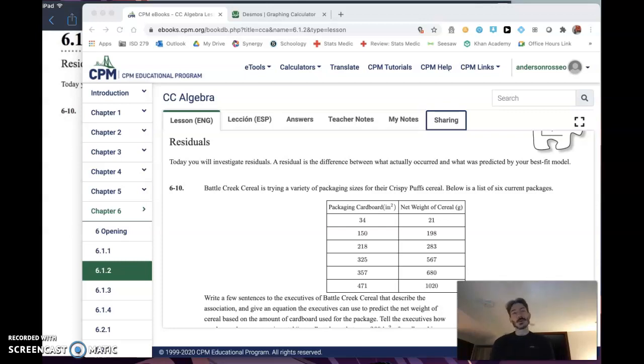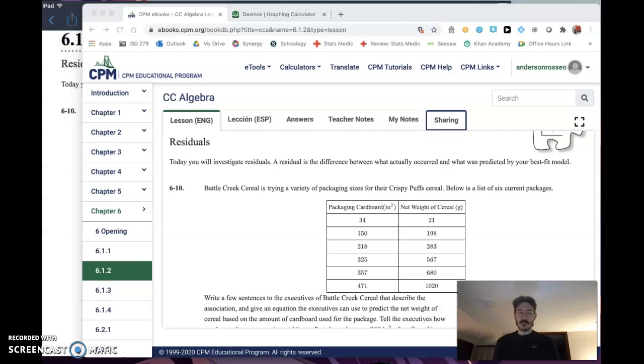And in order to introduce a residual, we're going to back up to an idea from 6.1.1, our last lesson. So if you haven't seen that one yet, folks, go ahead, watch that first, and then come back and tackle this. All right?